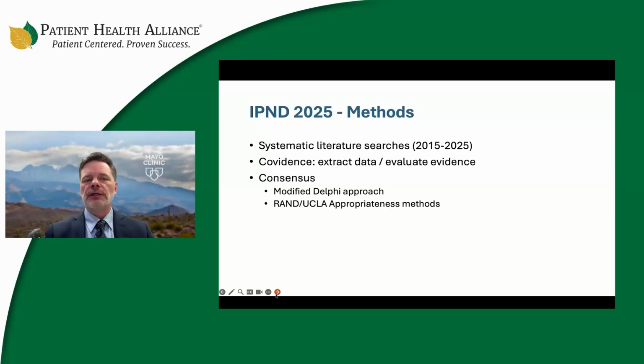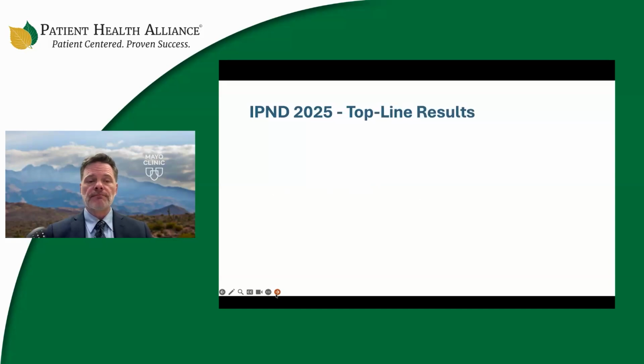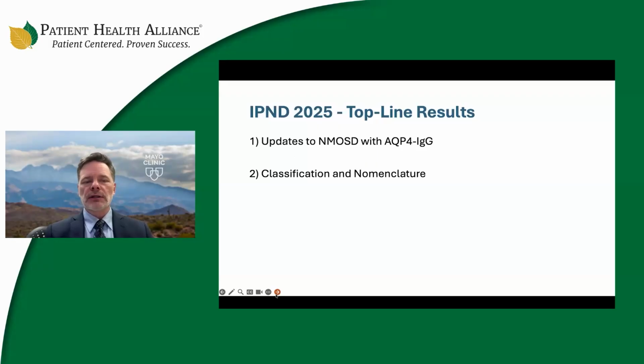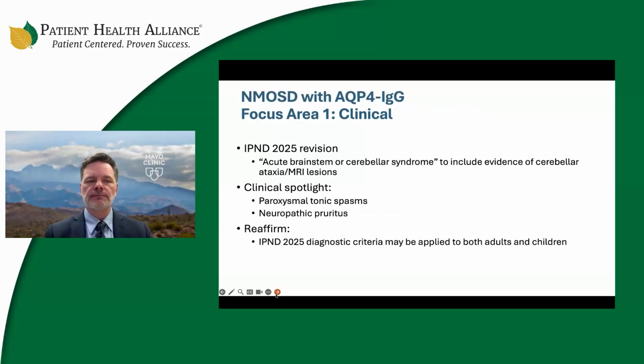The methodology included a systematic literature search, actually multiple searches, looking at the literature published since the 2015 criteria emerged, a synthesis of evidence after extraction of data and its evaluation, aided by a tool called Covidence, and then the use of a consensus process, a modified Delphi approach, and RAND UCLA appropriateness methodology. So the top line results thus far are as follows. First, I'll present updates to the seropositive criteria, and then secondly, where we are currently with classification and nomenclature. This summary was in large part presented at ECTRIMS in September 2025 in Barcelona.